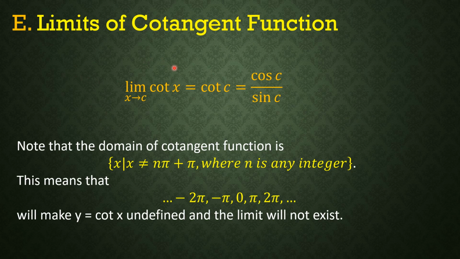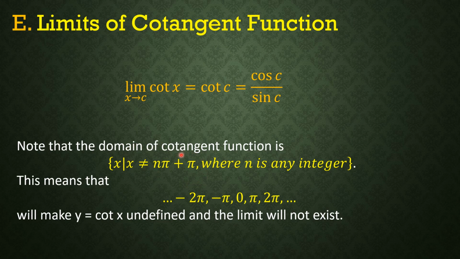Okay, so we're here on the last function, and that is the cotangent function. So how do we evaluate the limit of the cotangent function? Again, cotangent x is cosine x over sine x, and the denominator sine x, or in the evaluation sine c, should not be equal to 0. And when will that happen?